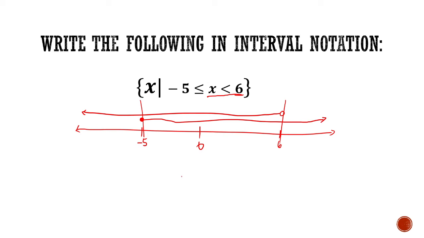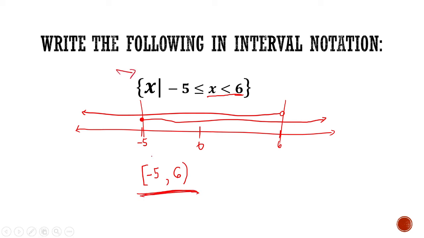So how are we going to write the interval notation? Magsisimula tayo sa -5. But since -5 is included, we are going to use square bracket. So ano yung mga numbers na kabilang sa set? Magsisimula yan sa -5, hanggang 6. Since 6 is not included, we use the parentheses. So yan po ang interval notation ng set na yan.